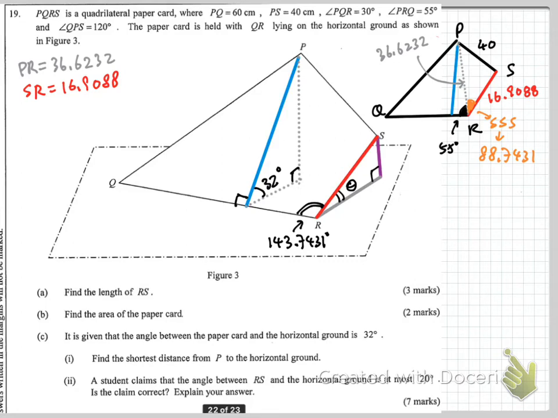We have the red line. The red line is 16.9088. We need one more piece of information in this triangle. We know the 90 degrees. We know the red line. So our target is to find the green line. Sine theta will be the green line divided by the red, 16.9088. If we can find the length of the green line, then we can find theta, and we can compare it to 20.